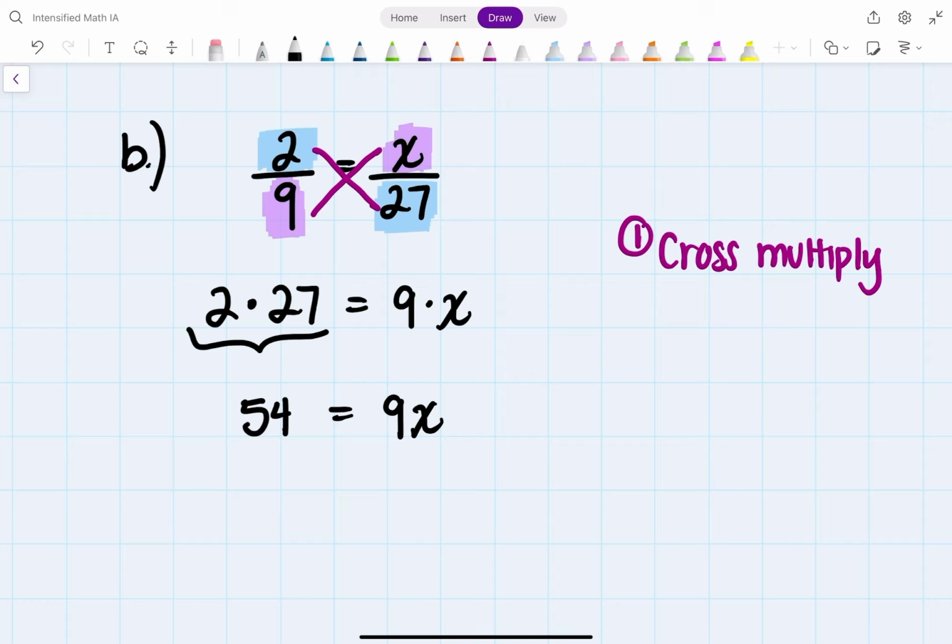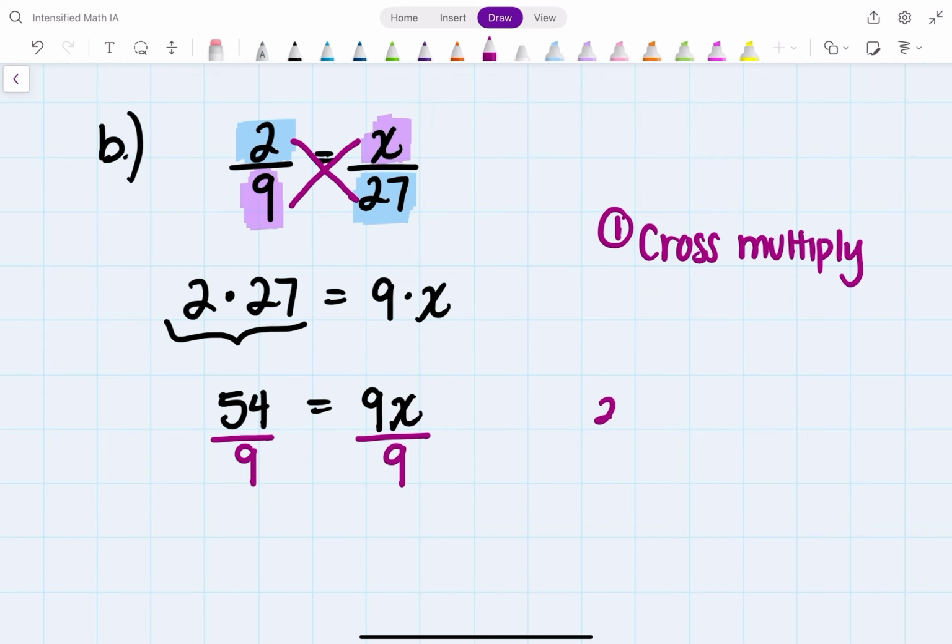I mentioned the operation happening between the 9 and the x is multiplication. We're multiplying there. So the inverse of multiplication is division. The only way for me to get rid of the 9, because it's multiplying, is to divide. And what you do to one side, you repeat to the other. This creates a balance. So step number 2 is to divide by 9.